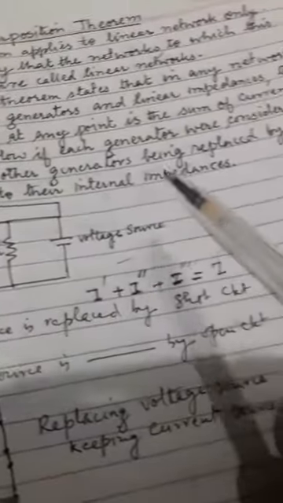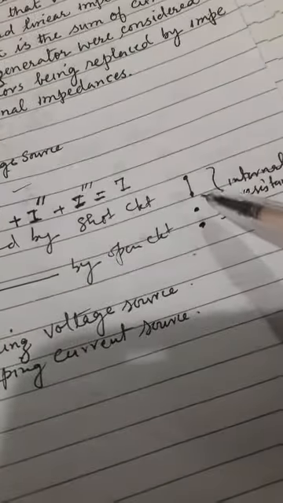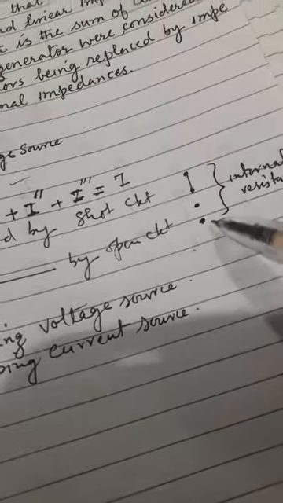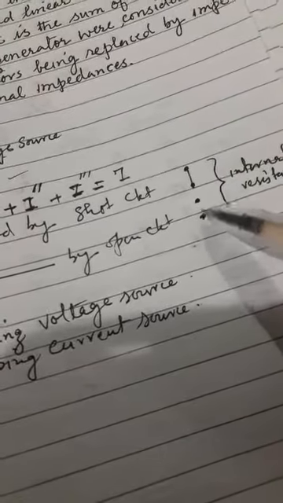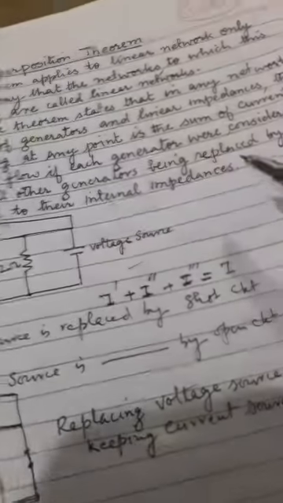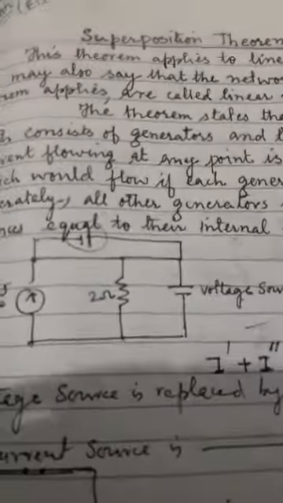All other generators are replaced by their internal resistances. A voltage source is replaced by a short circuit, and a current source is replaced by an open circuit, these two separate dots. All the generators are replaced by internal resistances equal to their internal impedances. That will do for today.